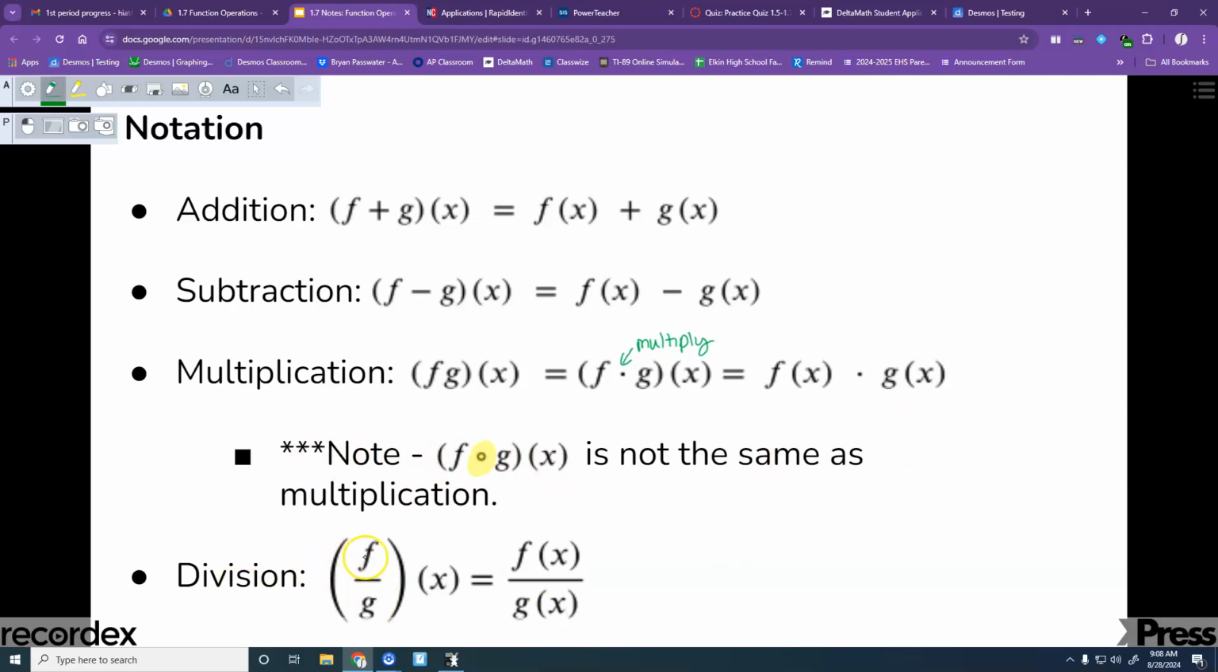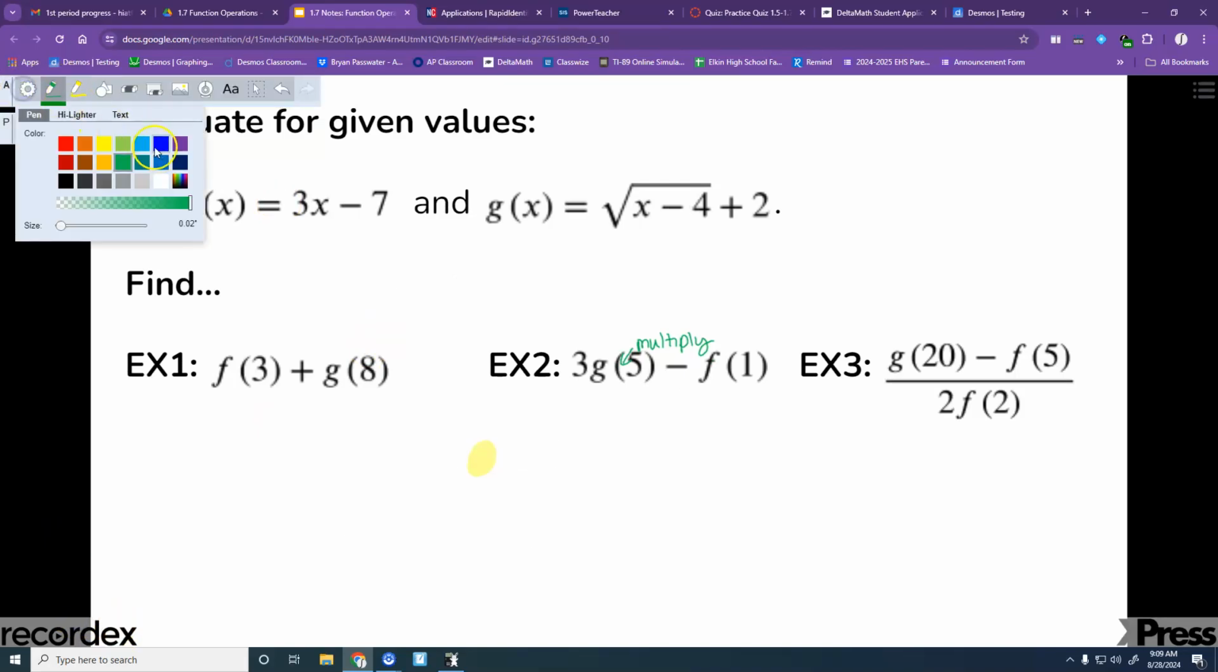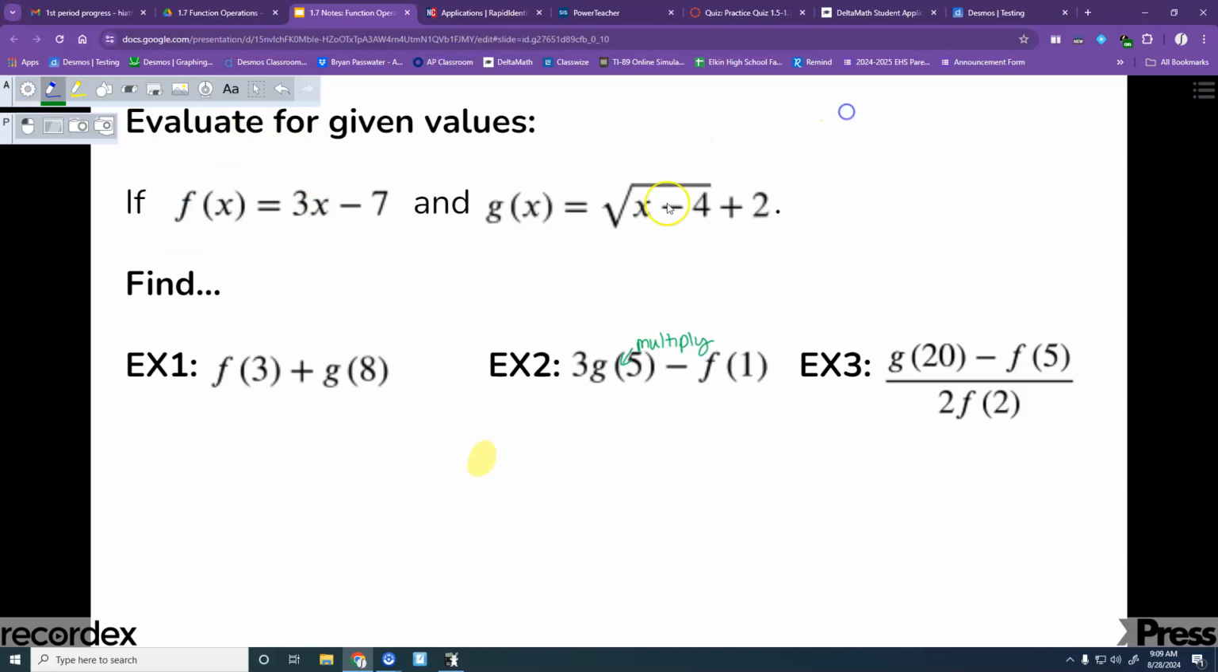And then you also see division. If you see F over G of X, this is F of X over G of X. Okay? So let's go straight to some problems. So we have two equations right here, F of X and G of X, and it's asking us to find all of these different things.